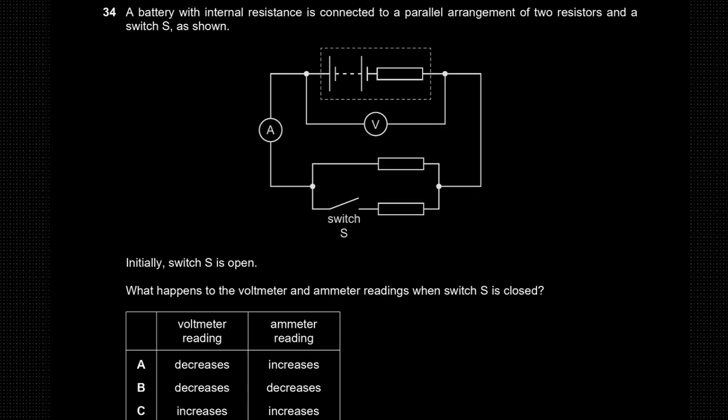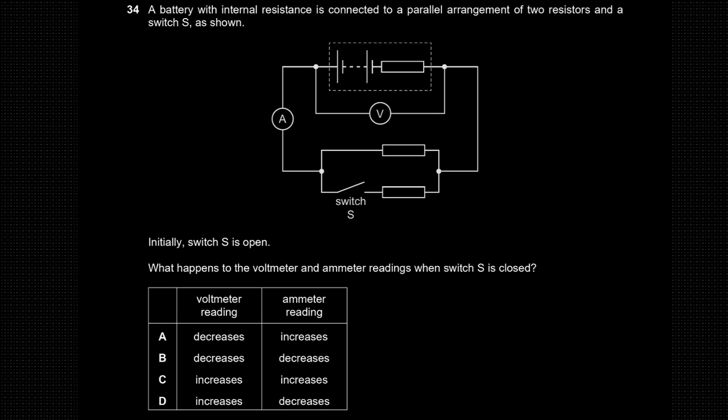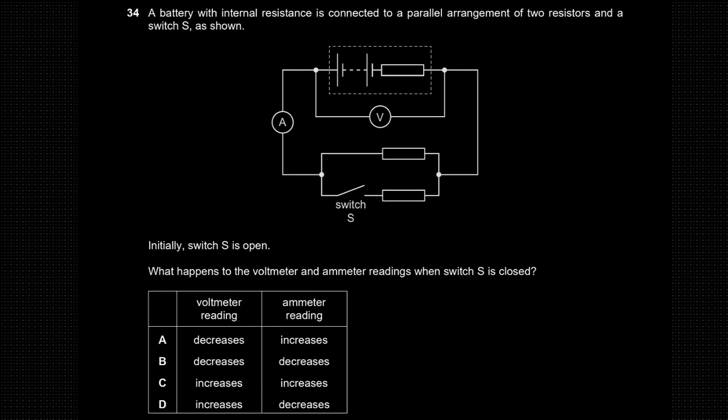A battery with internal resistance is connected to a parallel arrangement of two resistors and a switch S as shown. Initially S is open. What happens to the voltmeter and ammeter readings when switch S is closed? So with switch S closing, this resistor now has another one in parallel, so the overall resistance goes down, right? So overall resistance goes down, current obviously increases.